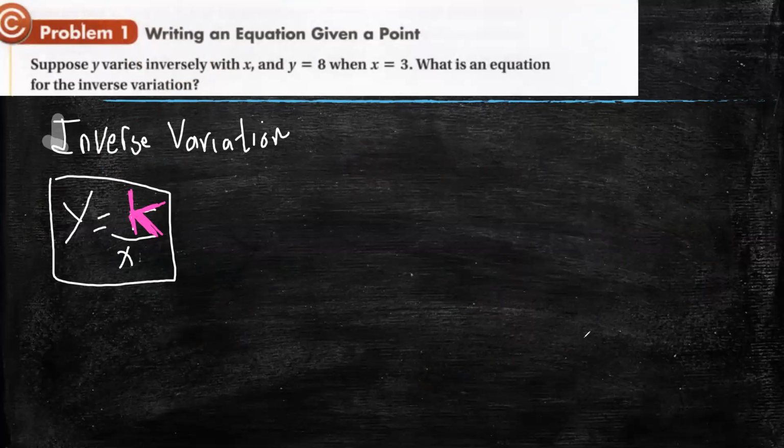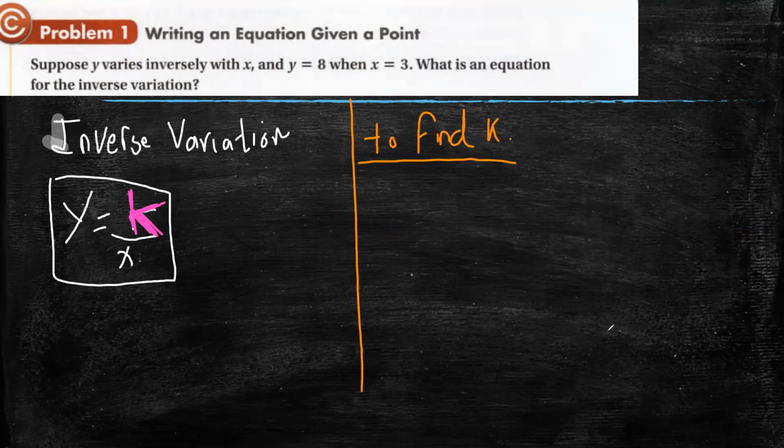If you find k, you can tell me that y is equal to a number over x. This is the equation of the inverse. How did I find k? To find k, I have to use the data that's given. Y is 8 and x is 3.